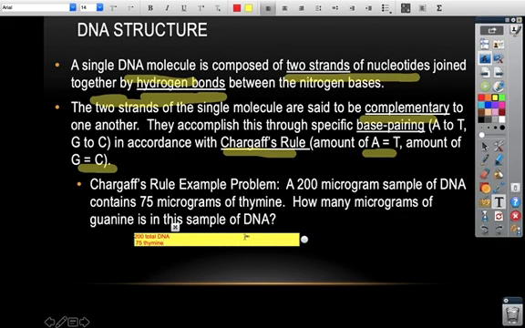Okay. Now going back up here in our notes, notice this part right here. According to Chargaff's rule, if there's 75 micrograms of thymine, there should also be 75 micrograms of adenine because A is equal to T. So I'm going to also write down that there are 75 micrograms of adenine. So at this point, you want to add the 2 bases together.